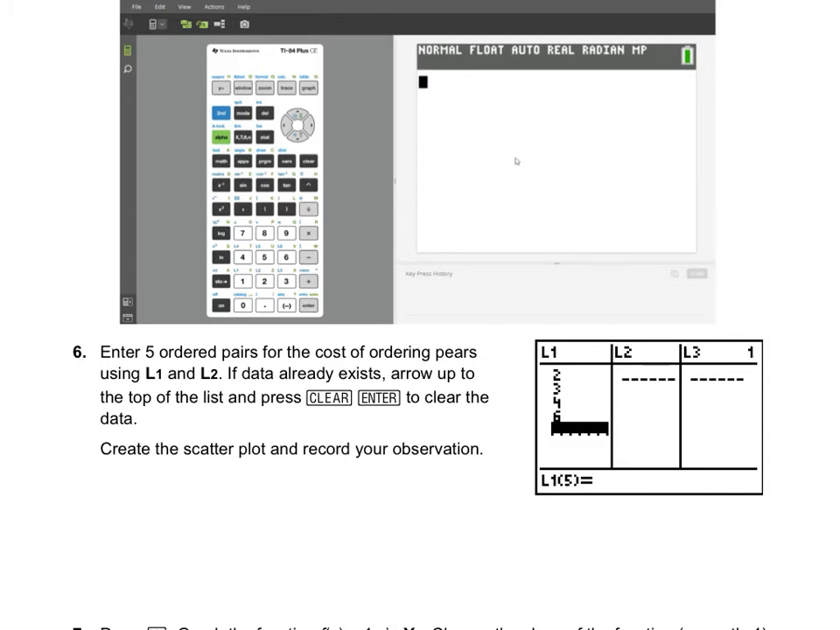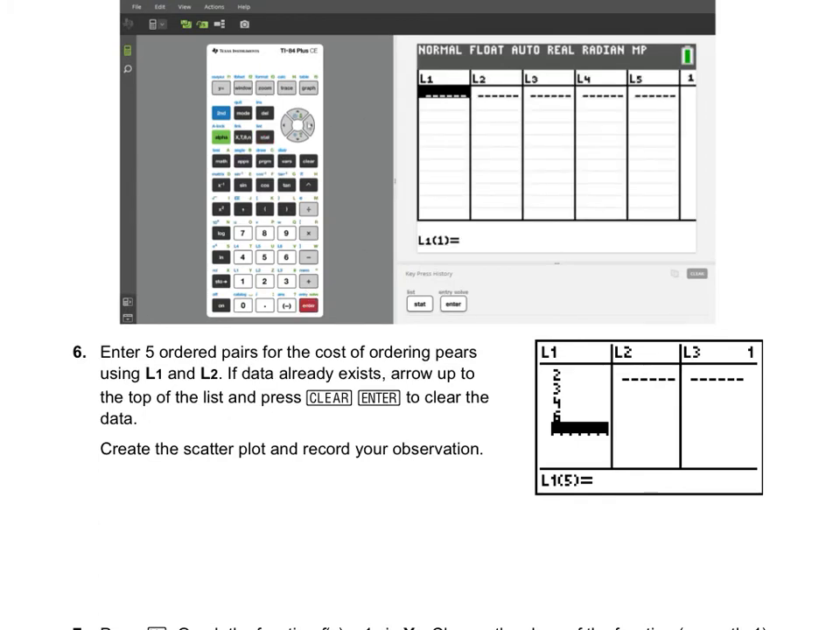So here goes number 6. Enter 5 ordered pairs for the cost of ordering pairs using L1 and L2. So if data already exists, arrow up to the top and press enter to clear it. Press clear, then enter. So stat edit, and what that means is if you have data here, you go up to the list and you press clear, not delete, clear, then press enter, and it will clear out your data. If you delete the list, you have to reset your calculator. Bummer.